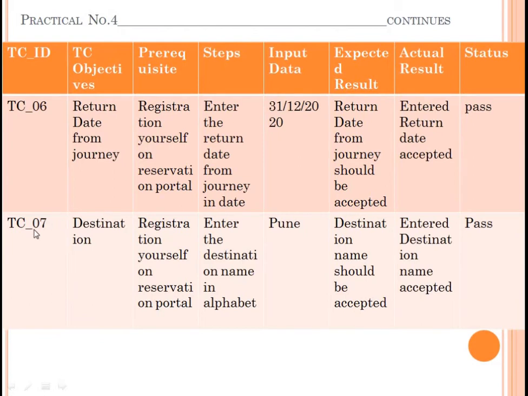The next test case is test case number 7, and the TC objective is destination. The prerequisite is to register yourself on the reservation portal. The step is to enter the destination name in alphabets. The input data is Pune, and the expected result is that the destination name should be accepted. The actual result is that the entered destination name is accepted and the status is pass. Here we put the destination name, then we check whether the destination name is accepted or not. If it is accepted, then the status is pass.